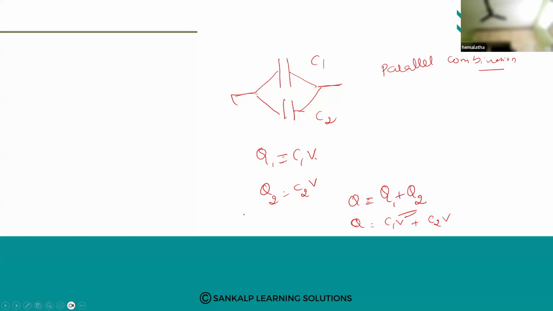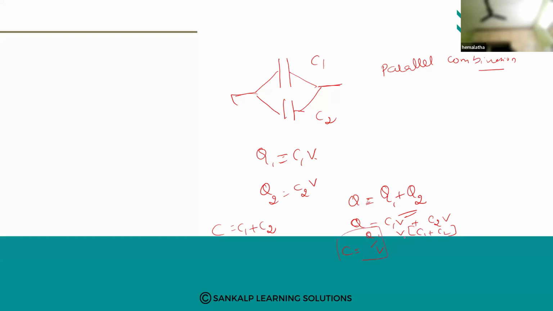Q is equal to, C is constant, right? C is equal to C1 plus C2. Correct? Because V is here constant. Q is equal to V into C1 plus C2. Q by V is nothing but C.